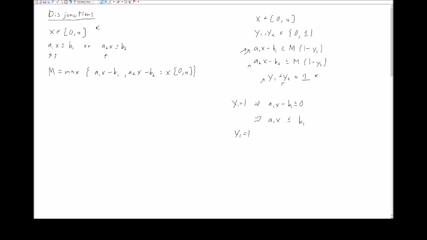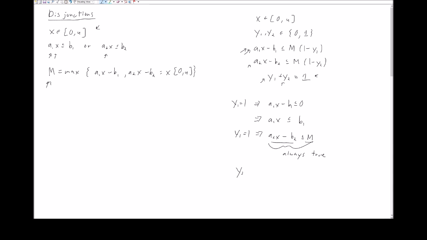Conversely, if y1 is equal to 1, then we get that a2x minus b2 is less than or equal to M. But this constraint is always going to be true. The reason why is M is this huge number. M is going to be the max over all values of x of the largest difference this constraint can take. Because M is this largest difference, our difference has to be less than or equal to M at all times for all values of x. So when y1 is equal to 1, the second constraint isn't active.